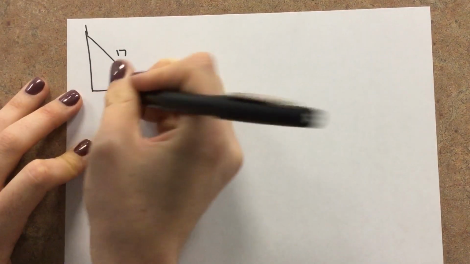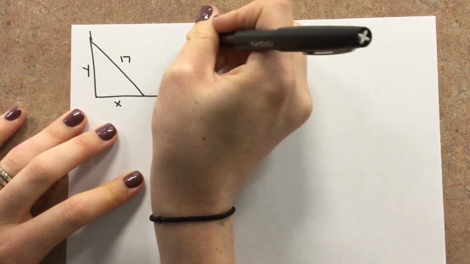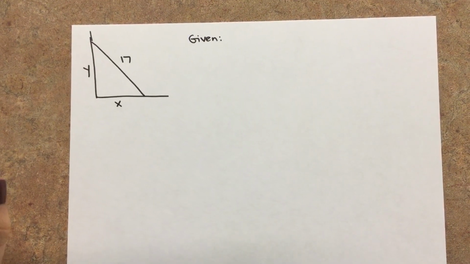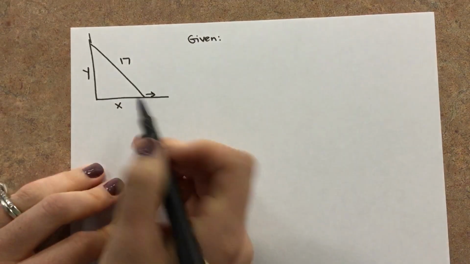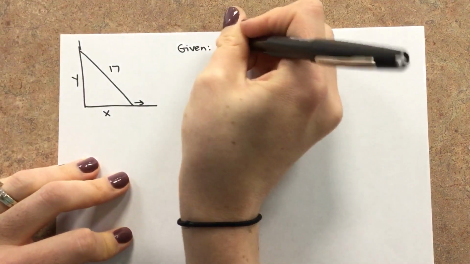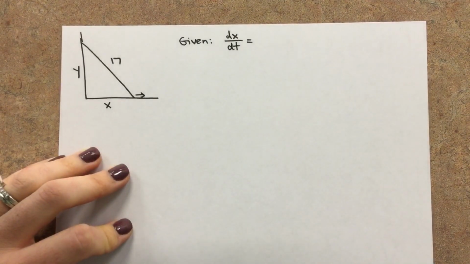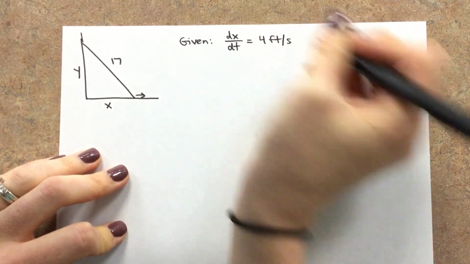So we are just going to go x and y for these, just keep them nice and easy. So our given information, it says that the foot of the ladder is sliding away from the base of the wall. So that means the foot is sliding this way. That means that the measurement of x is growing. So that is dx by dt that they give us, and we know it's positive because it's going to be increasing. So it is 4 feet per second.